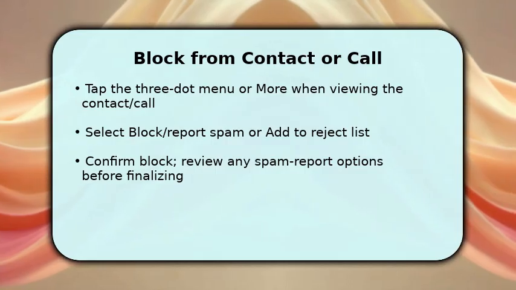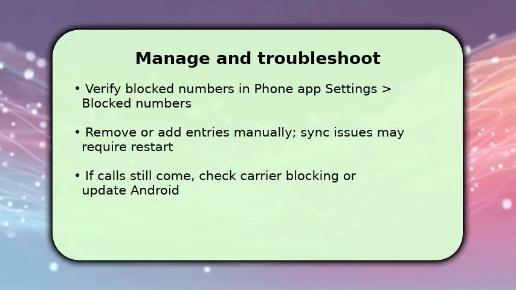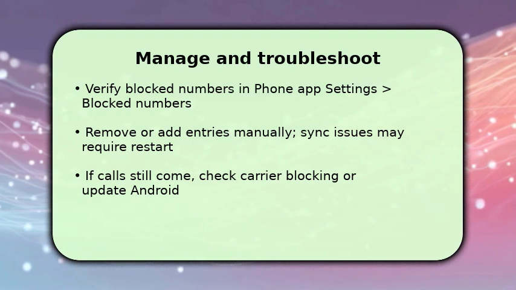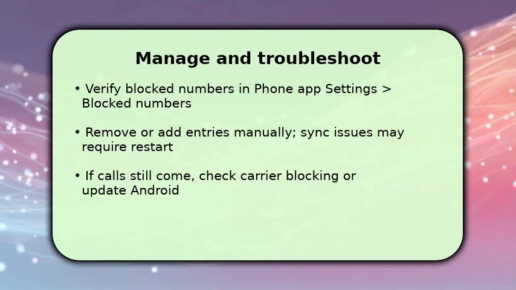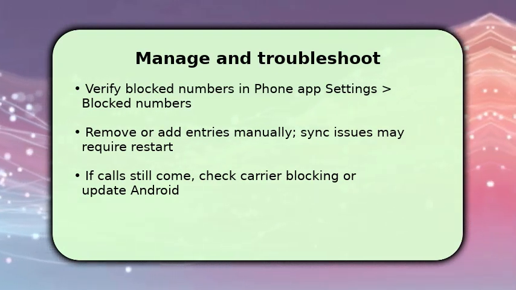Once blocked, verify the entry under Phone App Settings, blocked numbers, to confirm success. You can remove or add numbers manually there, and you'll see whether a contact or raw number was blocked.